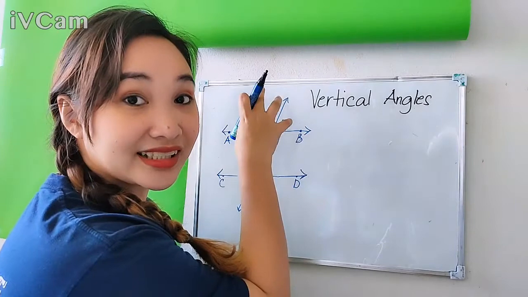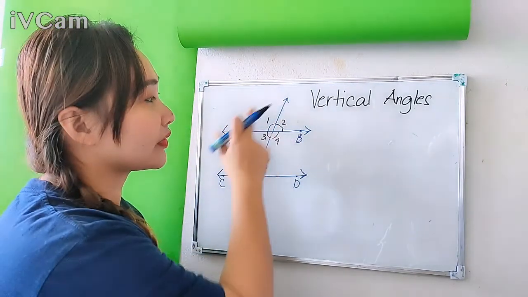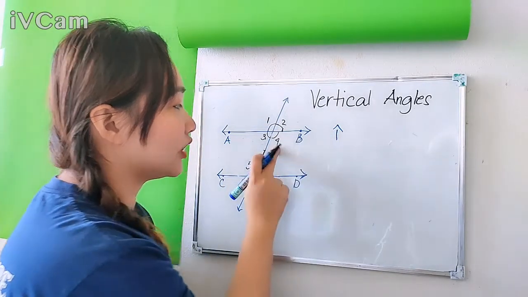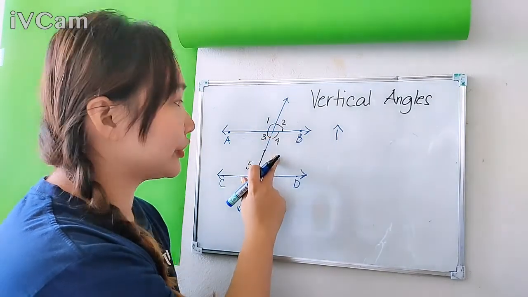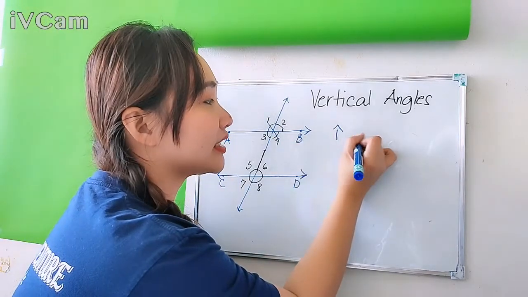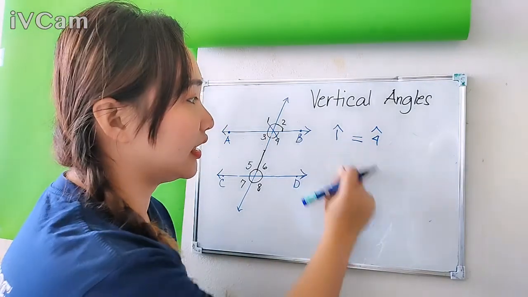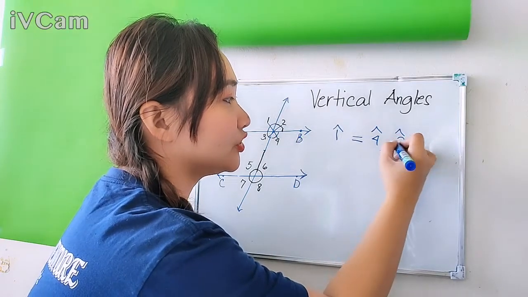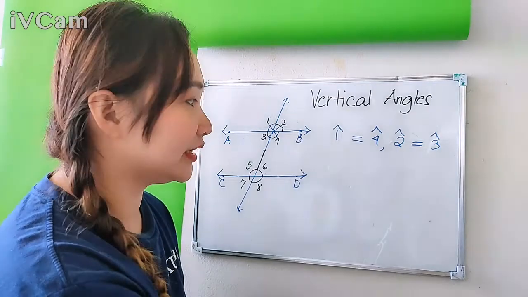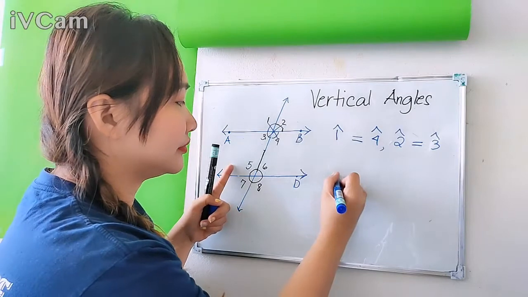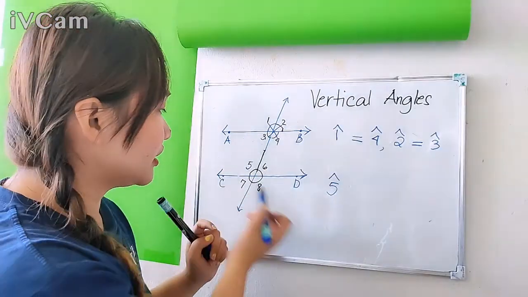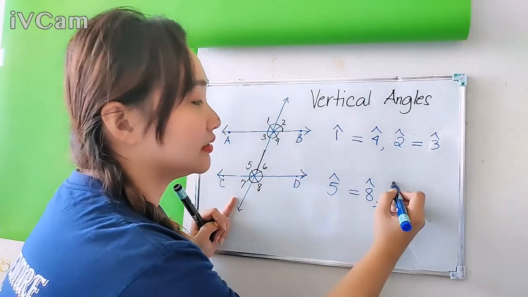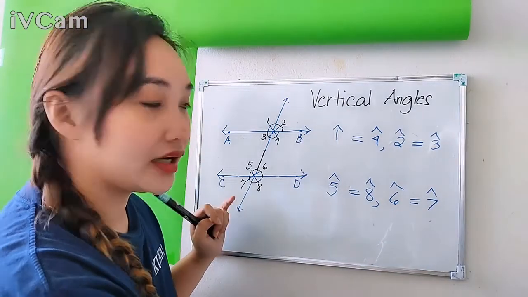Now we have vertex, opposite vertex, so we have angle 1. What is the opposite of angle 1? Angle 4. So angle 1 is equal to angle 4. And angle 2 is equal to angle 3. And we also have here angle 5. What is the opposite of angle 5 here? Through the vertex is angle 8. And the other one, angle 6, that is equal to angle 7. So meaning to say that these angles are the same.